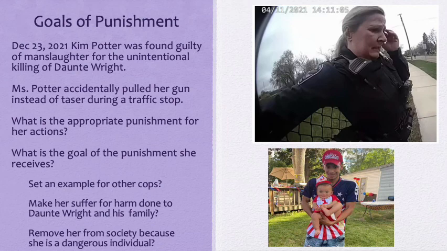Is she a threat to society? So one of the goals of the punishment she should receive is that she shouldn't be out on the streets, that she's dangerous, that she needs to be in confinement. Okay, so keep that in mind. At the end of the lecture, we'll look at the actual sentence that she received. In fact, she was just recently, I think today, released from prison. So keep that in mind as we are learning about the goals of punishment.